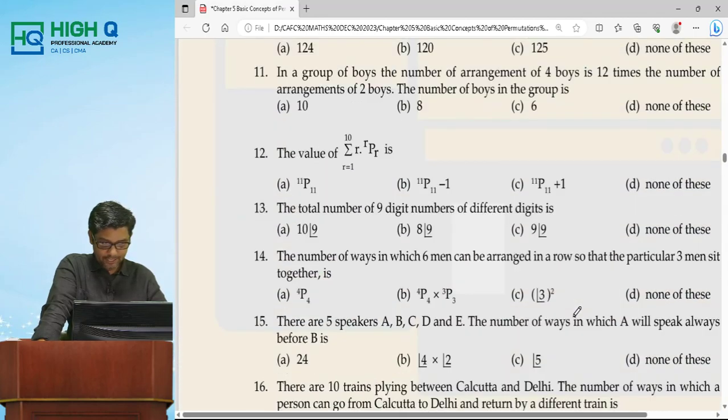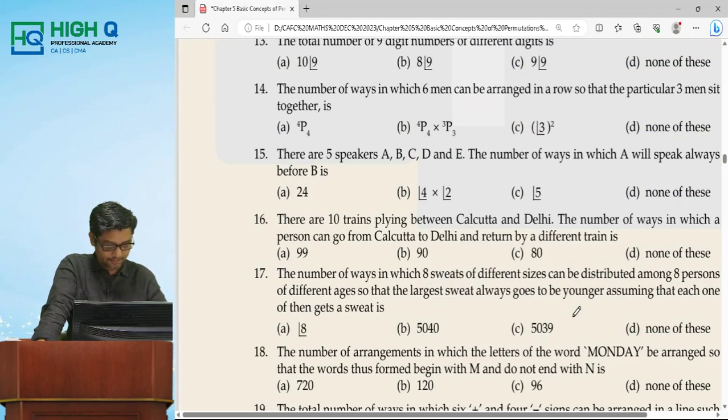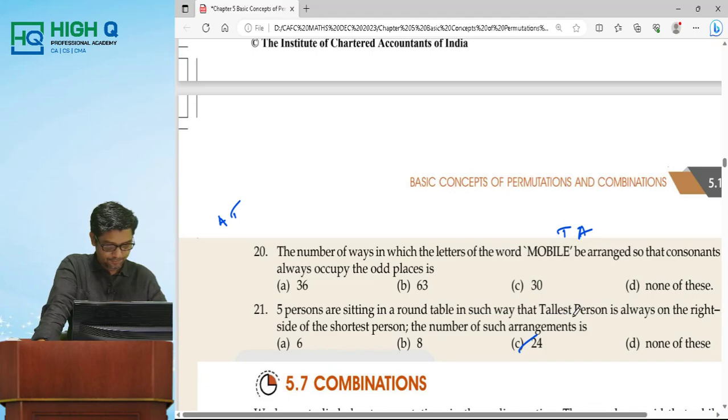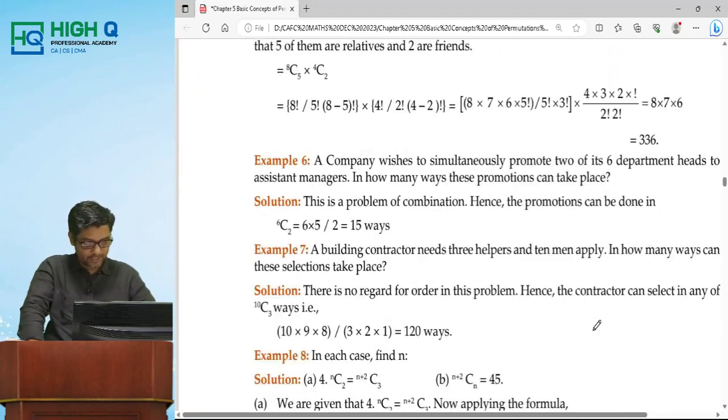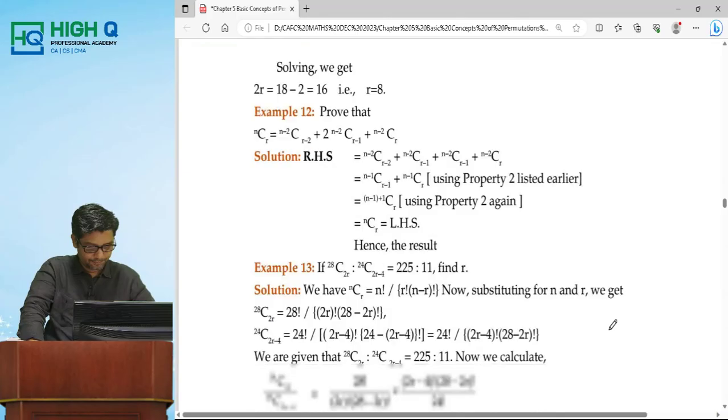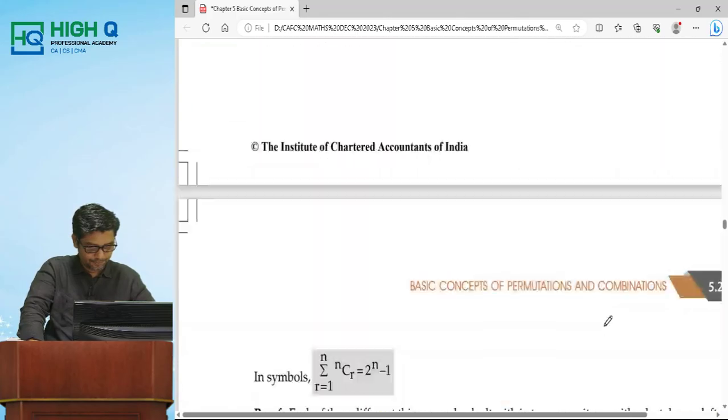Second also, wait, second also, if there is any question or not, let's check. Fourth exercise. 10th.